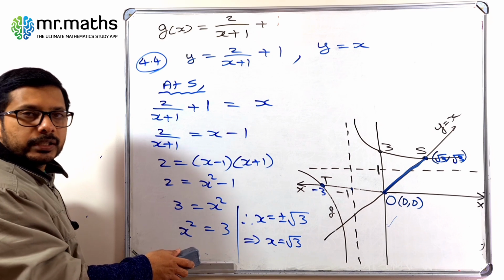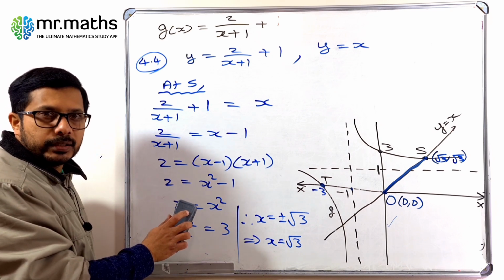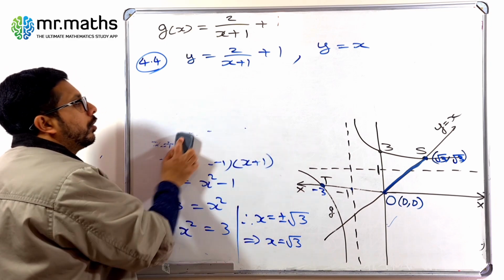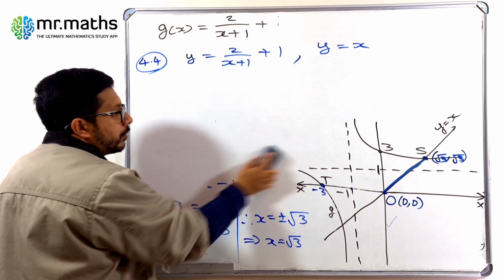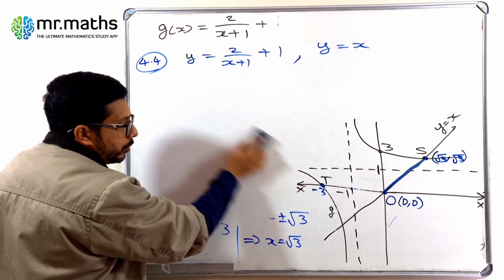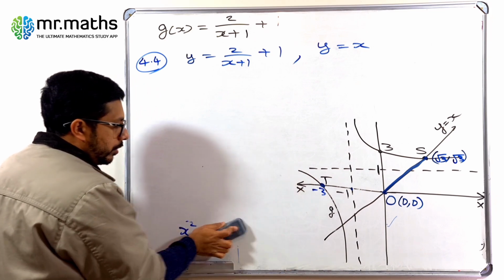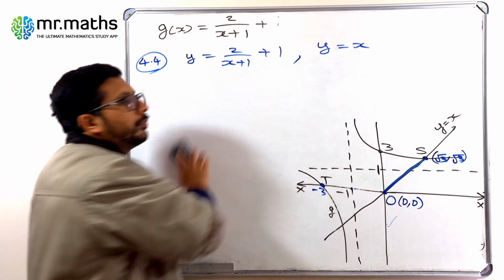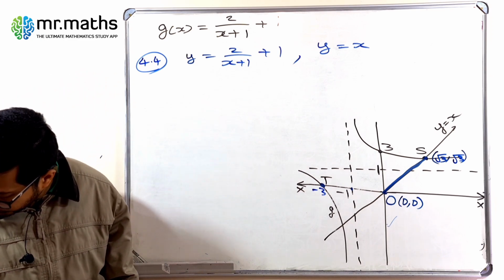So those who didn't write this one, please pause the video and write this. Okay, so our question is to find the length of OS. So what is the coordinate of S? Root 3 comma root 3. And what is the coordinate of O? That is 0 comma 0. So now we can find the length of OS.